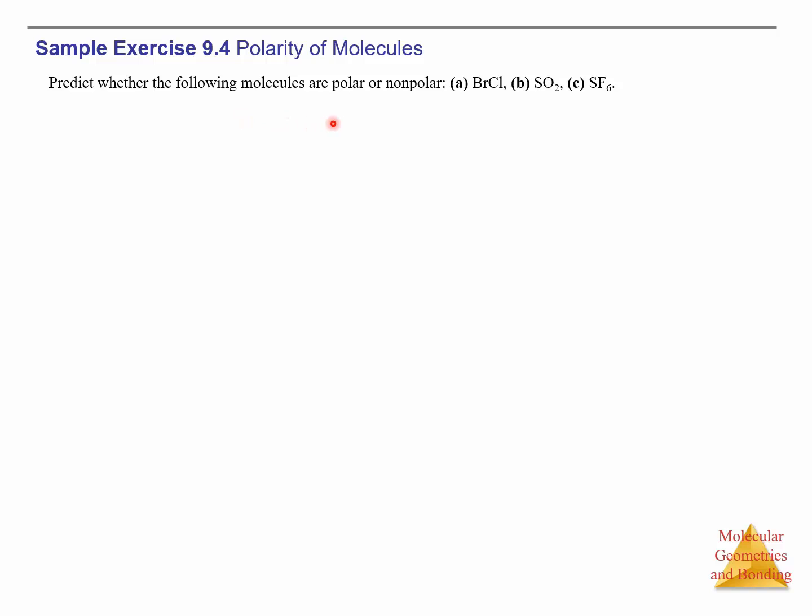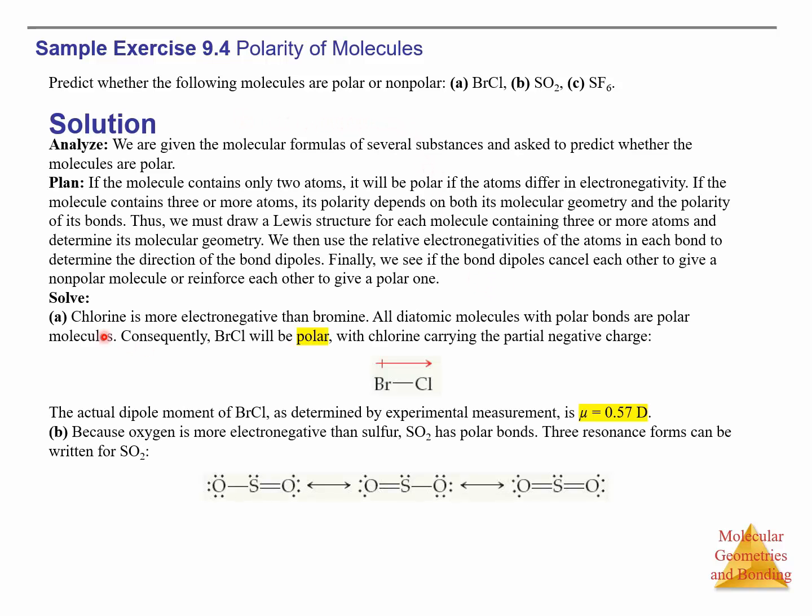Now predict whether the following molecules are polar or non-polar. We start with BrCl. Chlorine is more electronegative than bromine. All diatomic molecules with polar bonds are polar molecules. Consequently, BrCl will be polar, with the chlorine carrying the partial negative charge. The actual dipole moment of BrCl as determined by experimental measurement is mu equals 0.57 D.